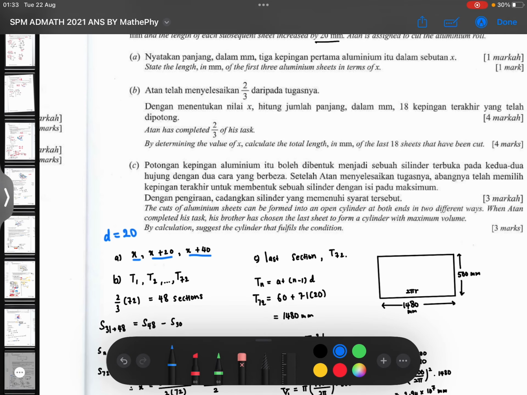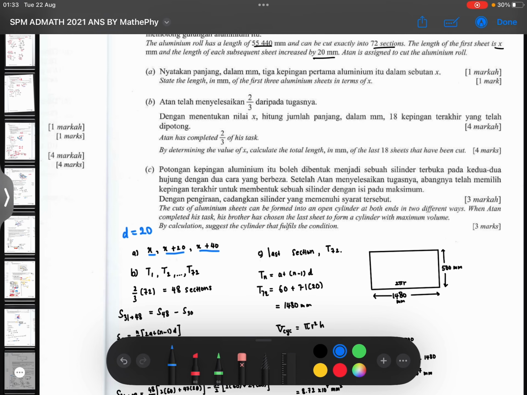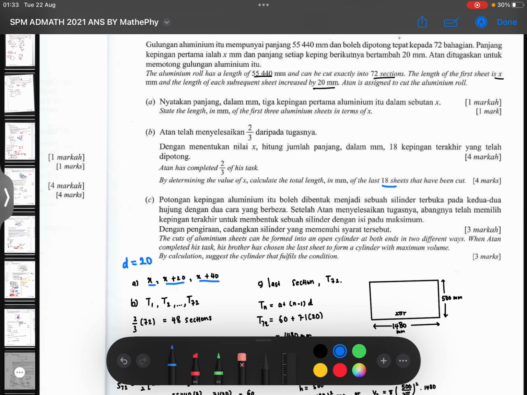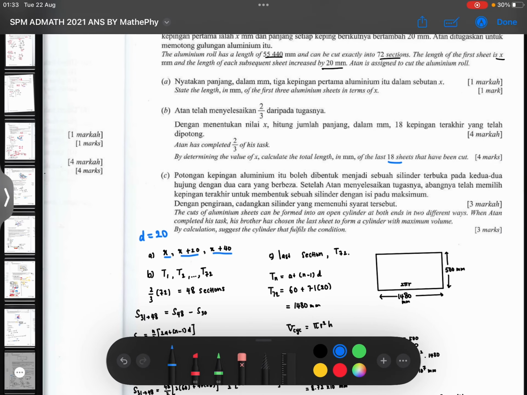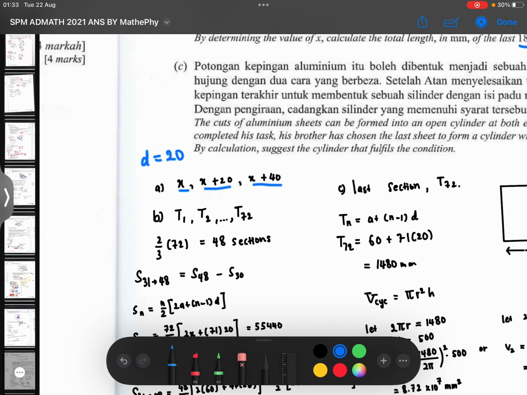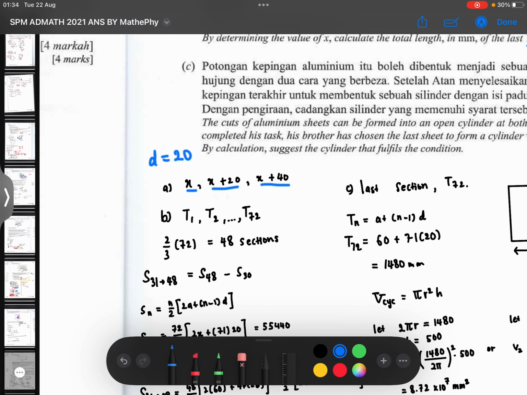Alright, so for question B, Athan has completed 2 over 3 of his tasks. So by determining the value of x, calculate the total length in millimeter of the last 18 sheets that have been cut. So 2 over 3 of the tasks means that, because the aluminum can be divided into 72 sections, we have T1, T2, T3 until T72. He is only able to do 2/3, which is 48 sections.